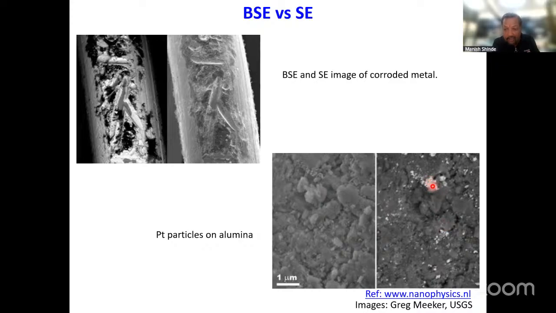The brighter particles are basically platinum because platinum is heavy, so it gives good contrast. The lighter is aluminum. Aluminum is a low atomic number element, so it is not giving good contrast. So we are getting the distribution of platinum on the alumina. In certain cases like this, you can go for BSE mode imaging. But if you just want to see the surface morphology, you should always go for SE mode imaging.